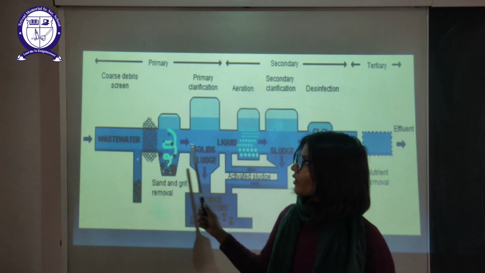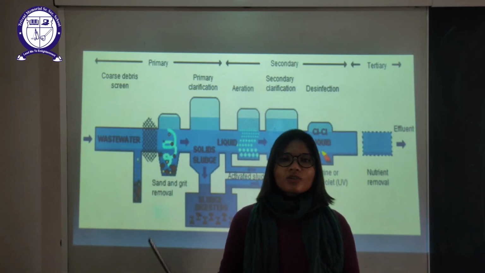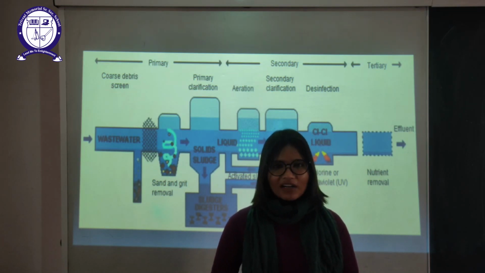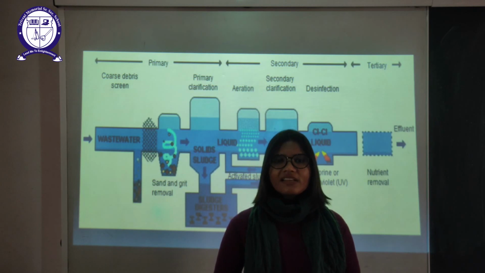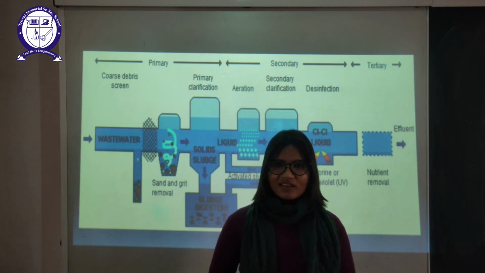The first part of the plant is known as primary section and also known as physical part of the treatment. Why physical part of the treatment? In this part we are basically removing all the physical impurities. What are the physical impurities? It can be sand, grit, pebbles or plastic waste.